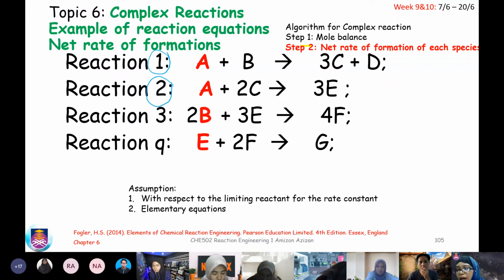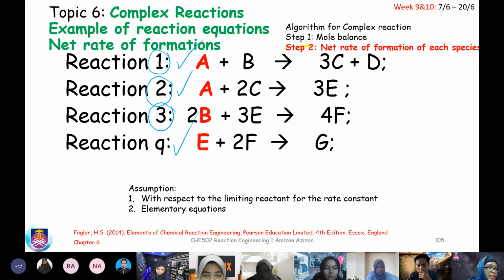Equation number 1, equation number 2. When I say equation, it means the equation for reaction number 1, reaction number 2, reaction number 3, and reaction, simply put a name there. So we just chose Q, reaction Q. Let me ask you, out of the 4 reaction equations, how many species do we have there?